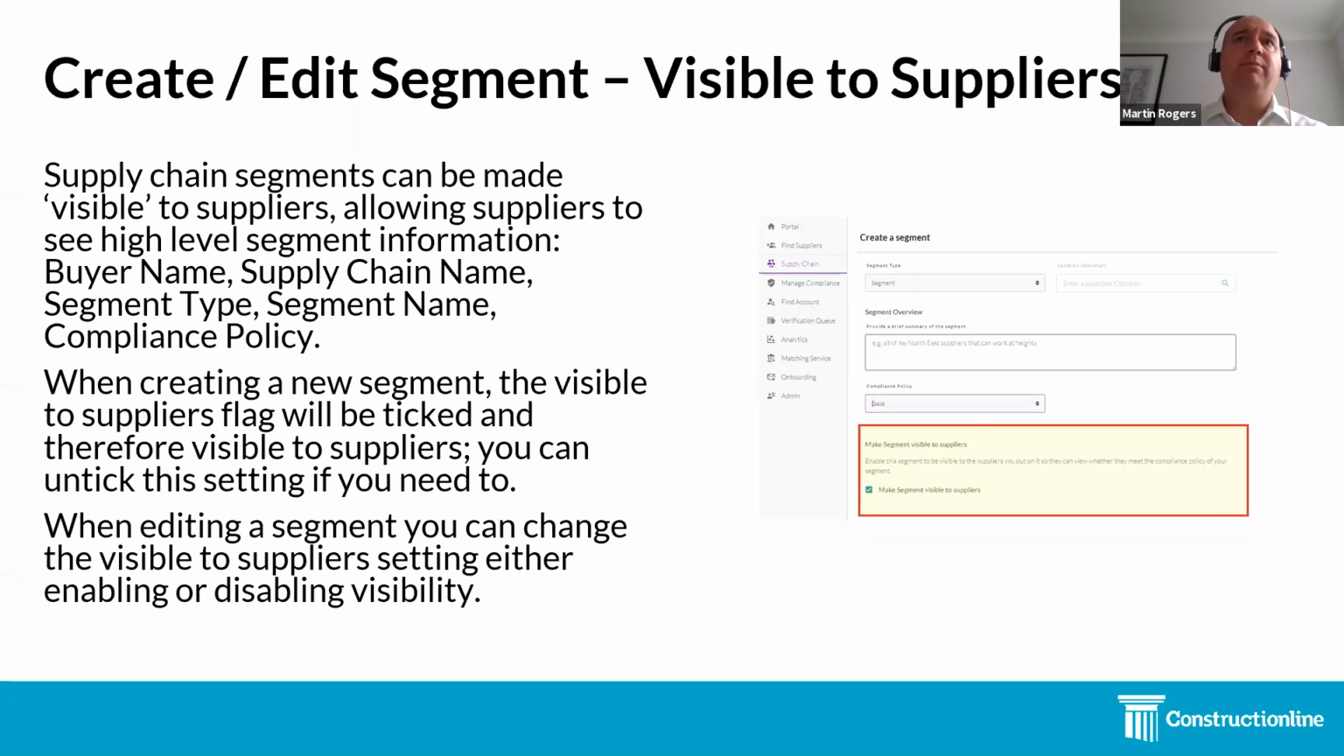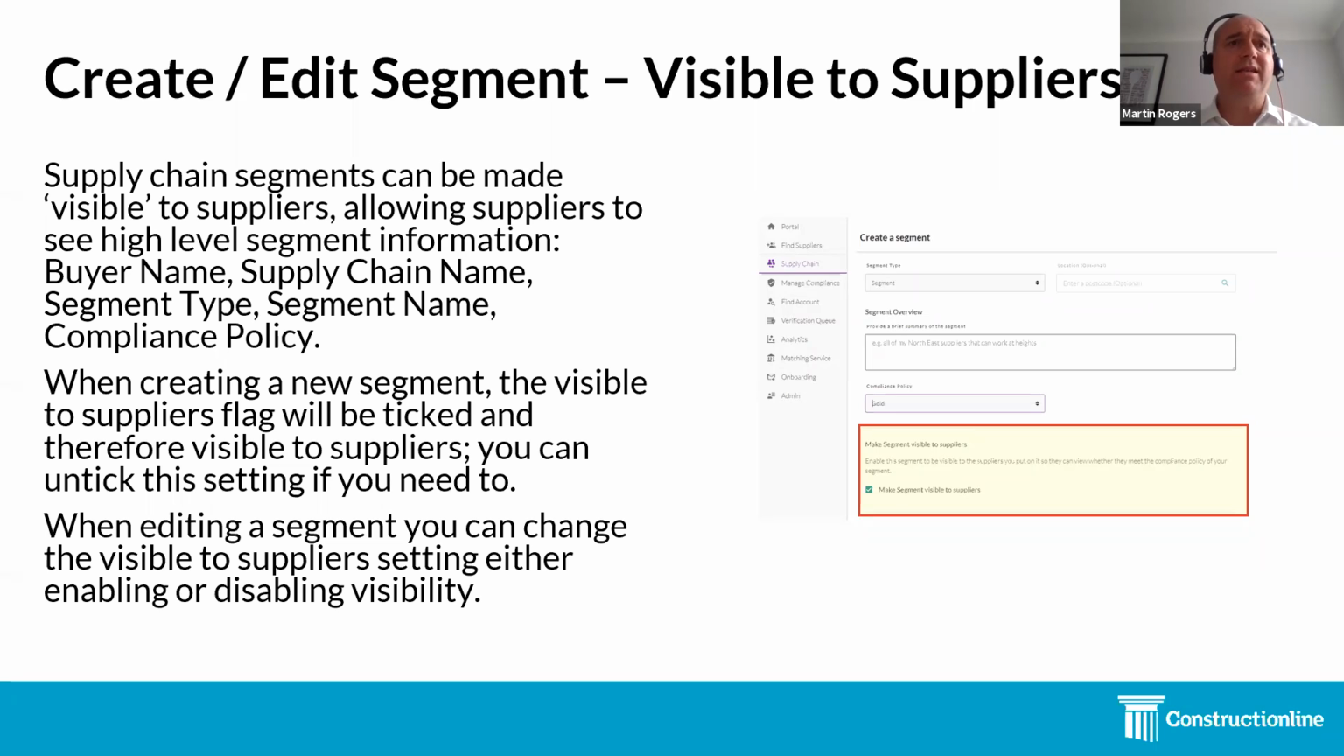When you're creating a new segment, the manage segment visible to suppliers flag is enabled, which basically means it's ticked. However, if you have a specific reason that you don't want to share this segment with suppliers, as Mike said, maybe you're just in the infancy of that project, so you're just getting together some lists before you want to share it, then again, you can uncheck that box, and therefore it will not be visible to the suppliers.